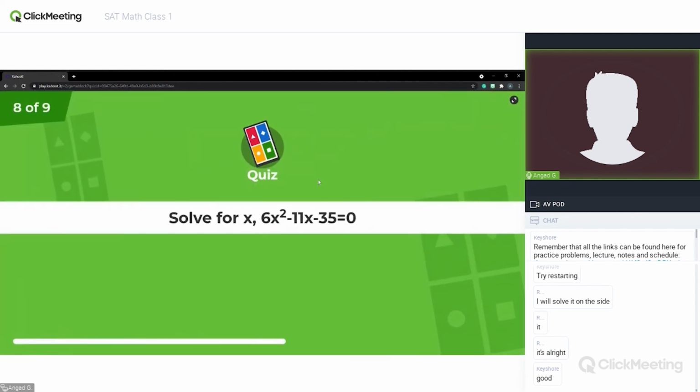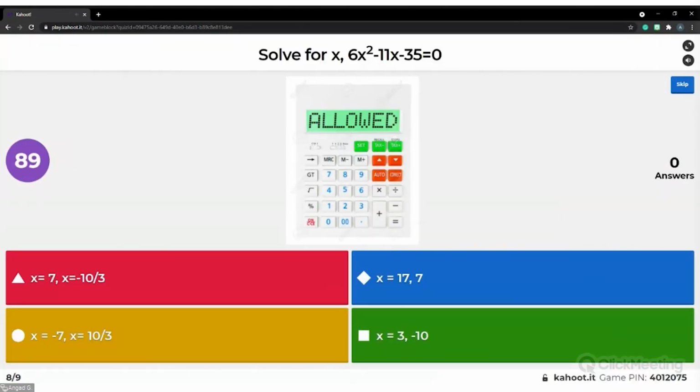It's number 7. All right, solve for x. You guys are allowed to use a calculator for this one because you will get big numbers using the quadratic formula.